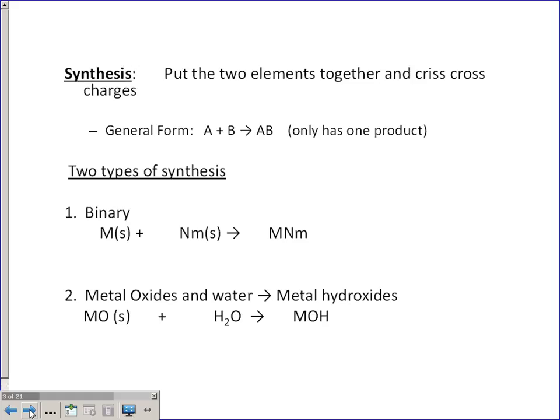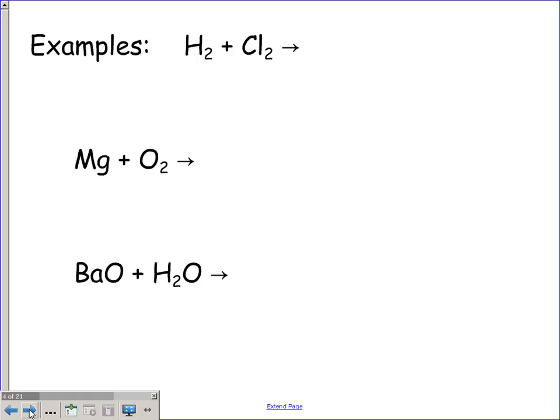So you need to familiarize yourselves with those charges and go back and review those notes if you need to. There are two types of synthesis: binary synthesis and metal oxides and water. The first type is a metal plus a nonmetal. Remember, big M is always going to stand for metal, NM is always going to stand for nonmetal. And that forms a metal nonmetal compound, so an ionic compound. The second type of synthesis is going to be the formation of a metal hydroxide. So I have a metal plus water. In writing that formula, I'm going to have to crisscross the charges. Plus water, H2O, yields a metal and a hydroxide. So the metal bonded with the OH negative polyatomic ion.